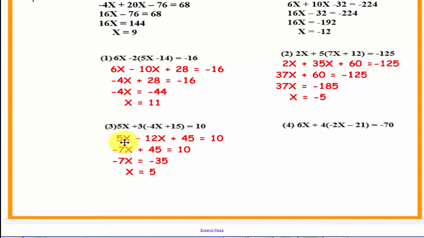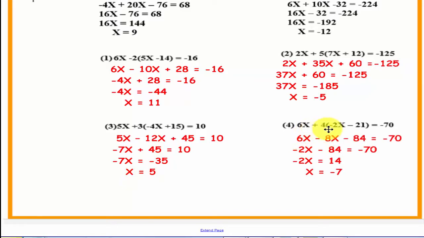Then, to simplify this even further, a positive 5x plus a negative 12x is negative 7x plus 45 equals 10. And simplified, we're going to take the 45 and subtract 45 from both sides. So negative 45 plus a positive 10 is negative 35. Negative 7x goes into negative 35, 5 times. A negative into a negative, right? So x equals 5.